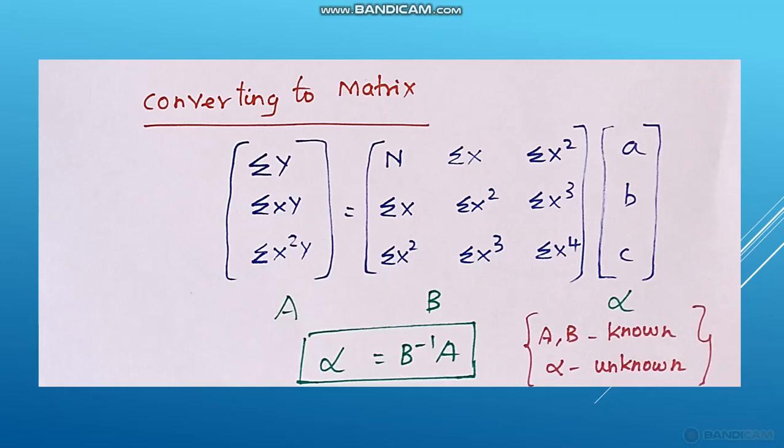You can see in the B matrix the first row, third column element, that is summation of x squared, is equal to the third row, first column element.